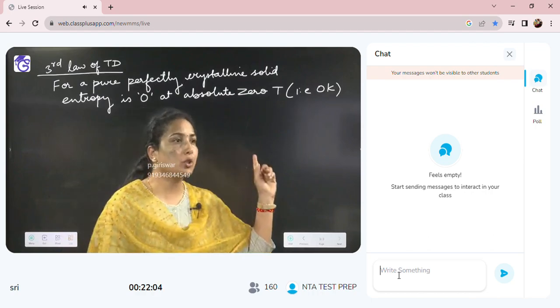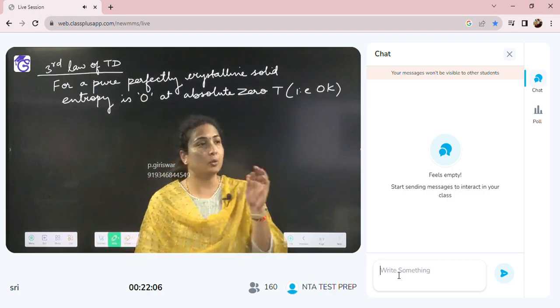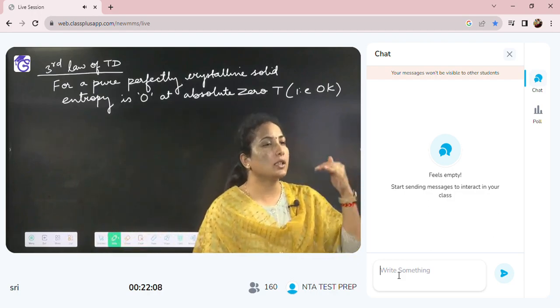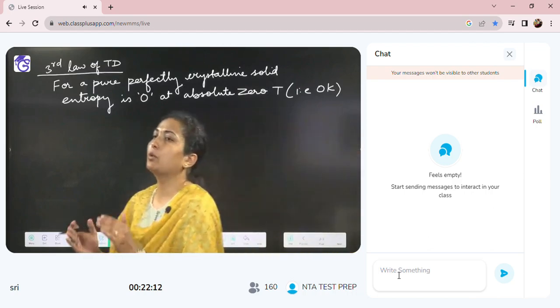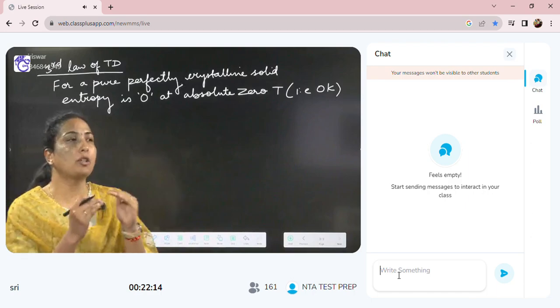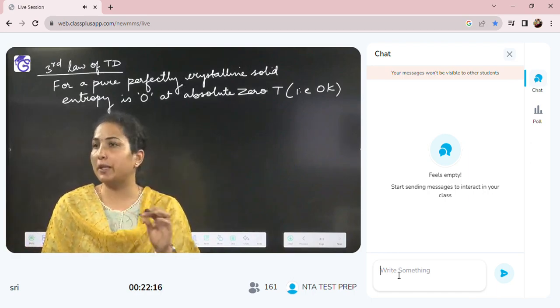In the previous question I gave entropy values of N2, O2, NO2. Using this third law of thermodynamics, we'll actually be finding them out. So you must be aware of the application part of it and what this law states. I hope this is very clear to you.